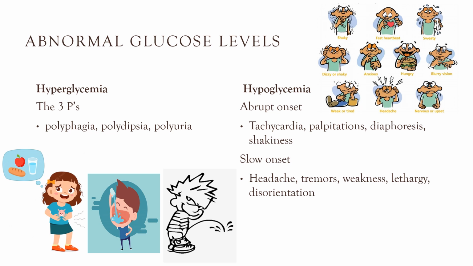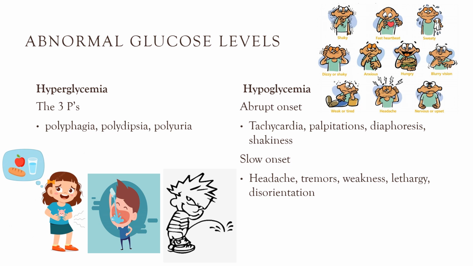So diabetes. The first thing we need to know is how to recognize hyperglycemia versus hypoglycemia. Hyperglycemia, we're going to have our 3 P's. Polyphagia, meaning we're always hungry. Polydipsia, meaning we're always thirsty. And polyuria, meaning that we pee a lot.